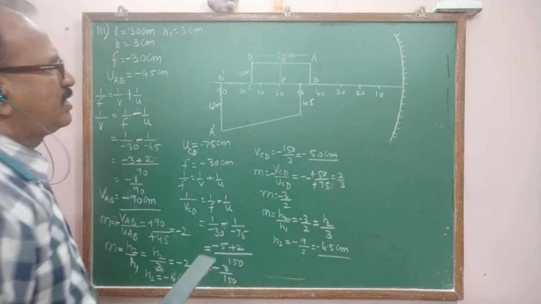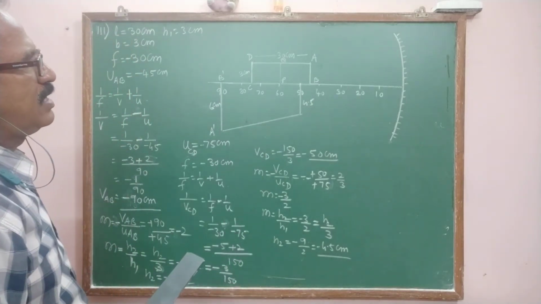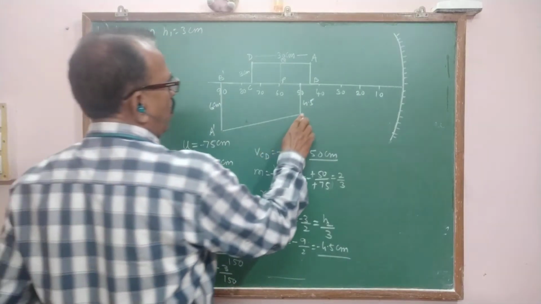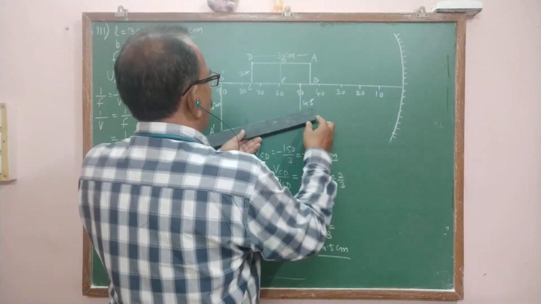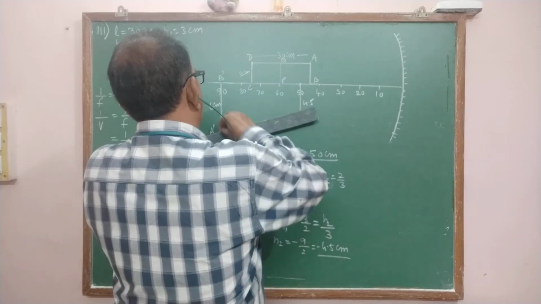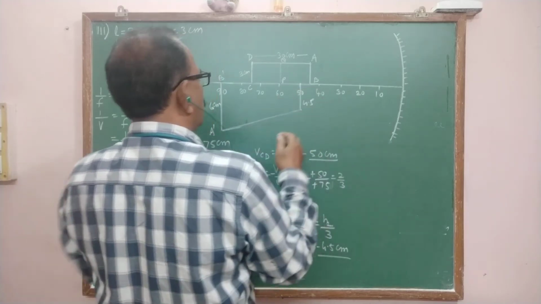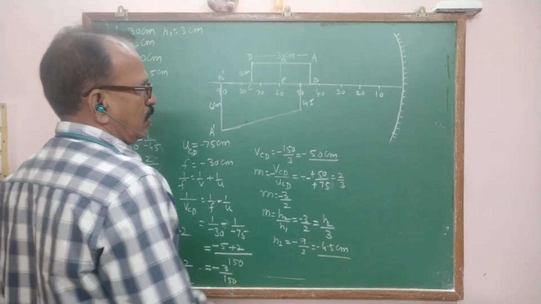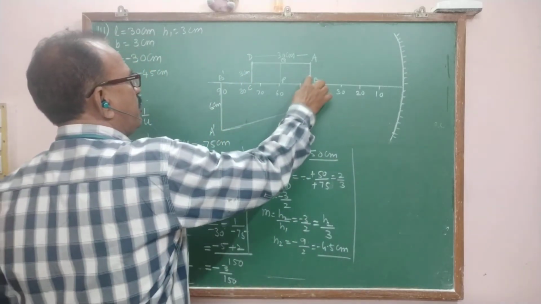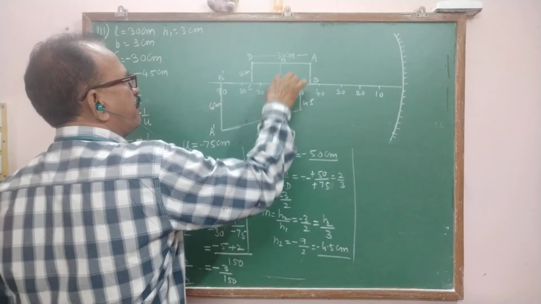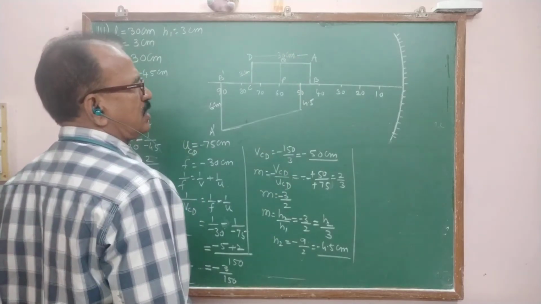Now at the center, when the object is at the center, at the point PQ, what will be the image? You see, so the third case, the first case, second case. AB we have seen, CD we have seen, for the PQ. So PQ is at 60.